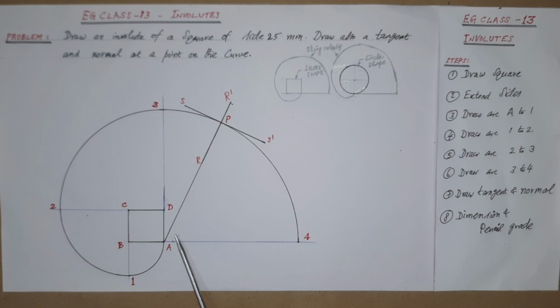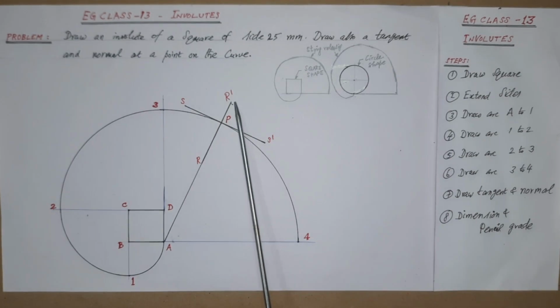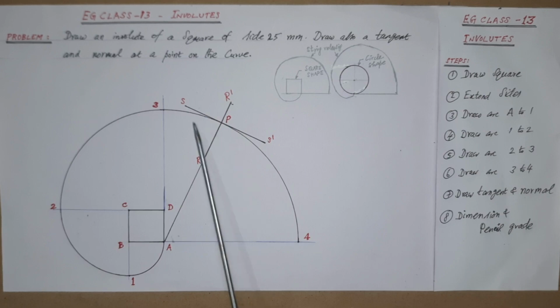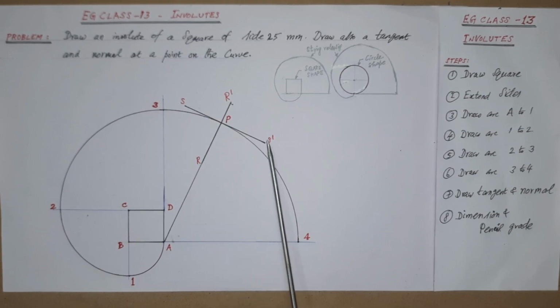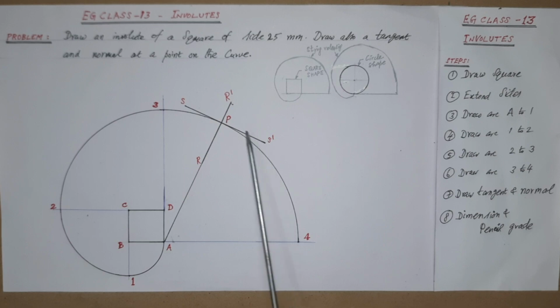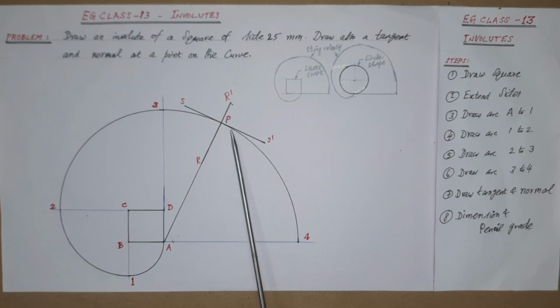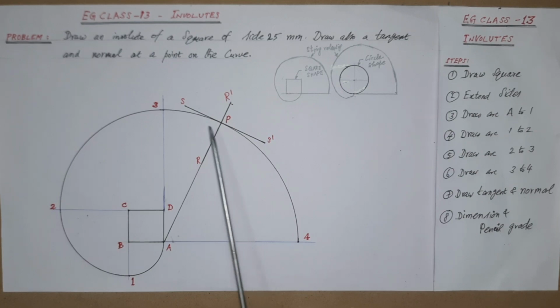Now AP may be extended and named R dash, and this is the required normal to the involute at that point. Now draw a perpendicular line to AP through point P, and this is the required tangent to the involute at that point. It may be named S dash as shown here.